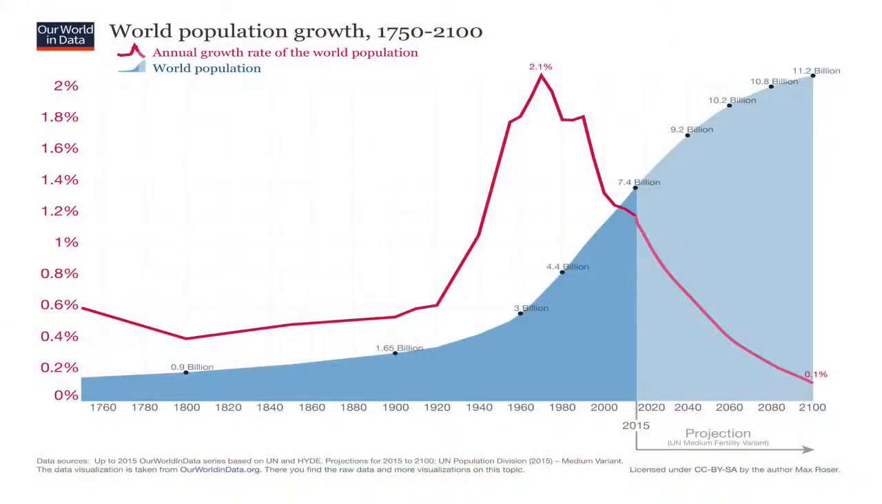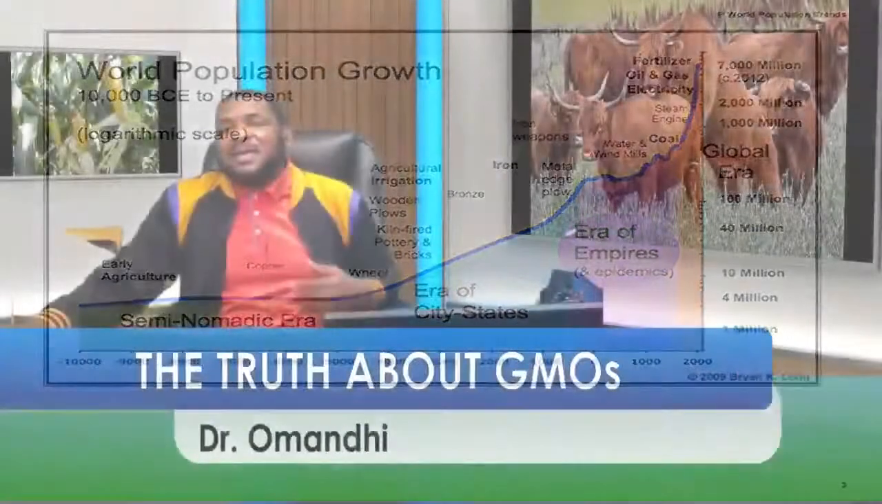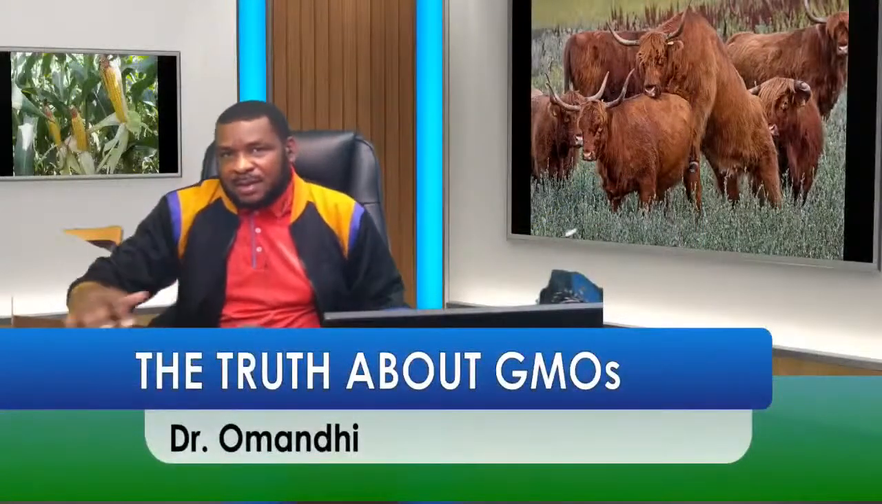If we cannot produce the food at the same rate, what is going to happen? You can see that from 10,000 BC to the present, in the semi-nomadic era, early agriculture was just traditional. There was plenty of food, and we came to the era of city-states. People started living well and the population started increasing. In the era of empires, the population increased, and we are at this stage now because of the empires and governments, and we have a lot of people in the world.